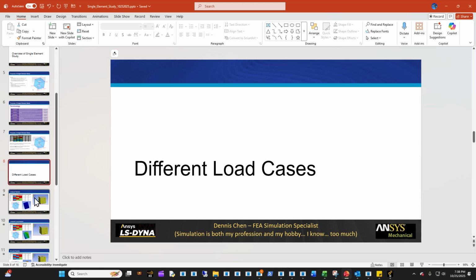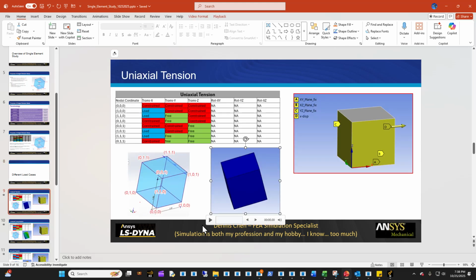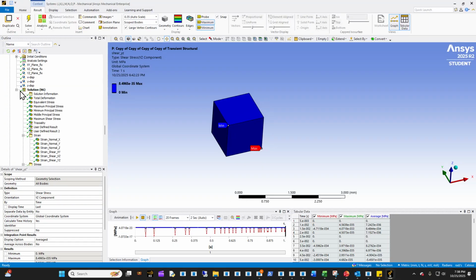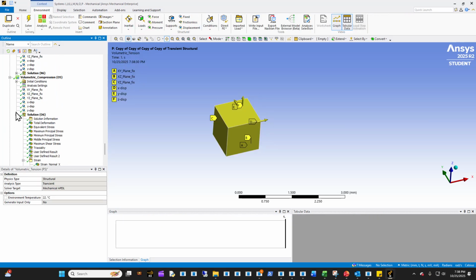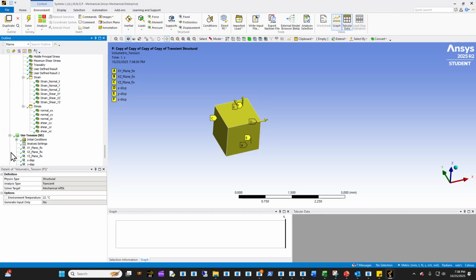So let's look at the different load cases. Uniaxial tension basically looks like this, right? So you can sort of see it's just extending the element. And if you look at the constraints, basically it's in the XYZ plane. So I can show this real quick in the actual model for uniaxial tension. It's going to be right here. No, actually, 1 second. Where's my uniaxial tension?